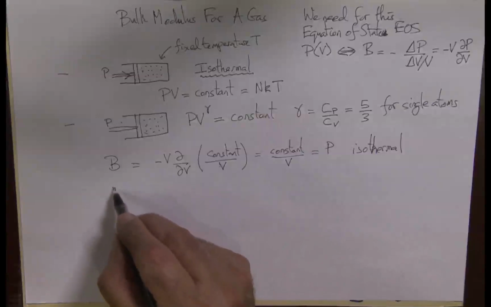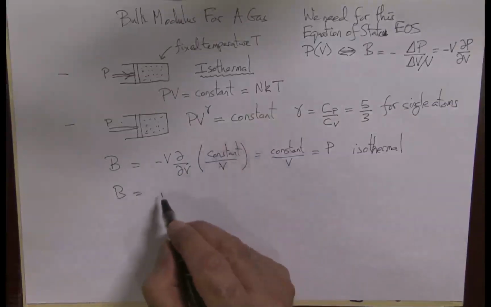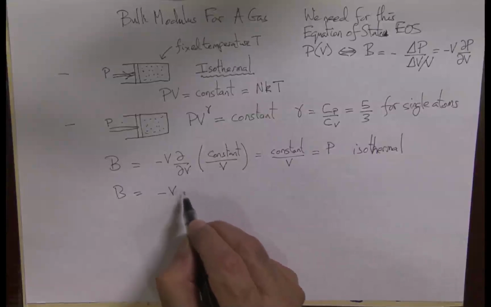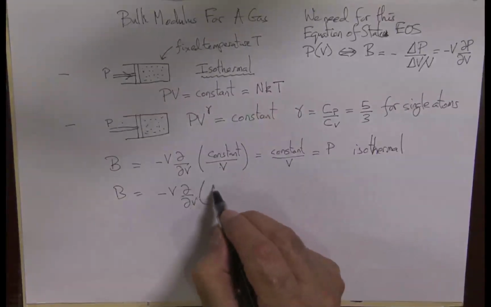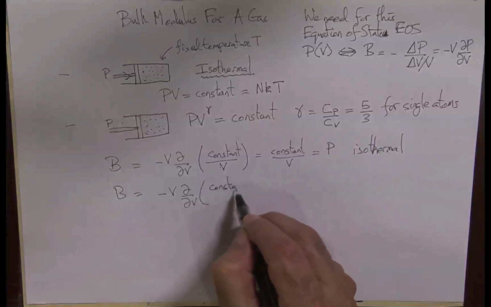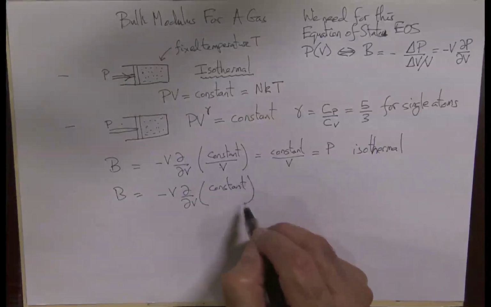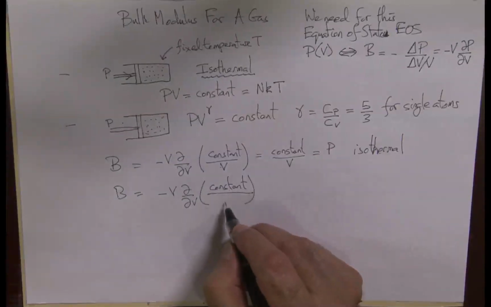What about this case? Well, we'll do exactly the same thing. We'll take minus V d by dV of some other constant, doesn't have to be the same, divided by V to the gamma.